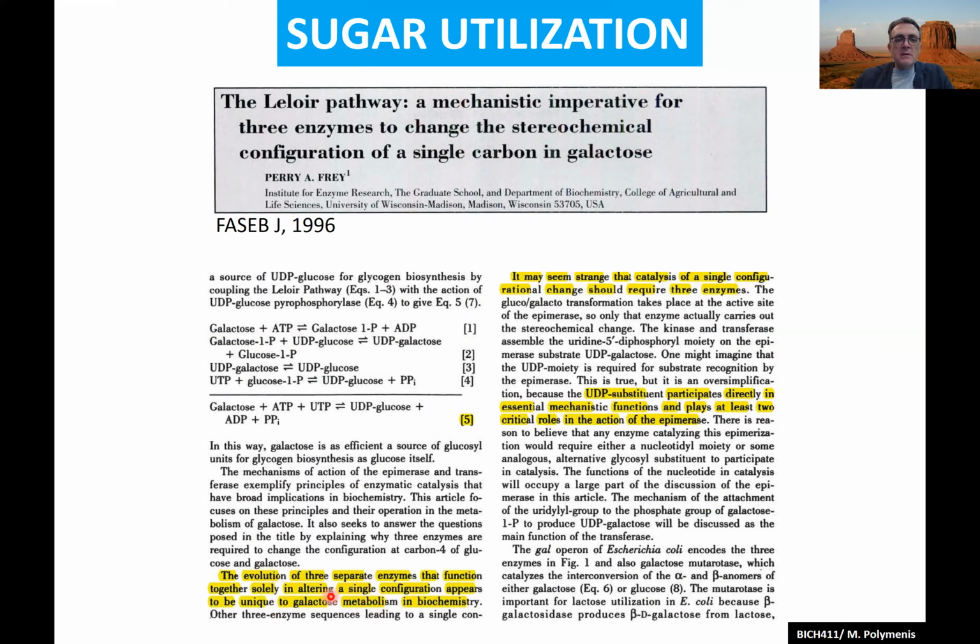Why do you have 3 separate enzymes? These are specific enzymes used for galactose utilization to change just the configuration of a single carbon. So this is a unique example. It doesn't happen in any other case we have seen in biochemistry, or we will see. The case we saw is, oh, here's an epimerase and it changes the carbon and we're done. Well, this is complex. Okay, so it is what it is.